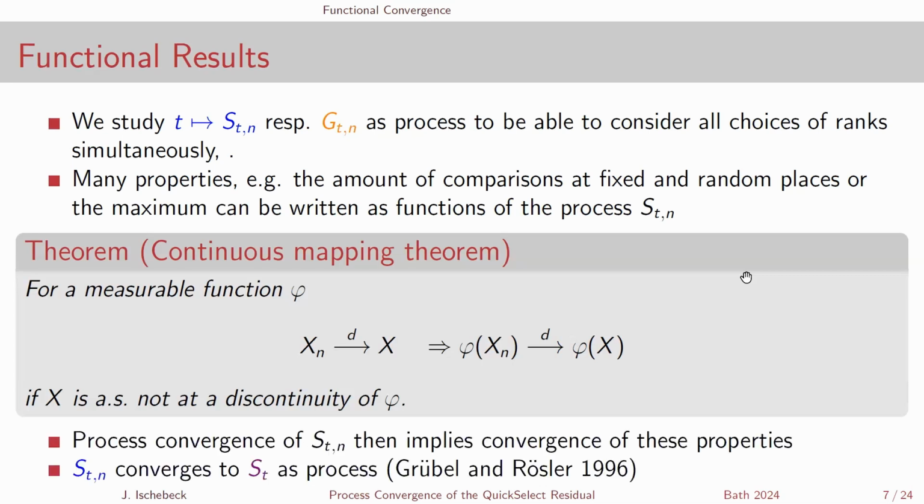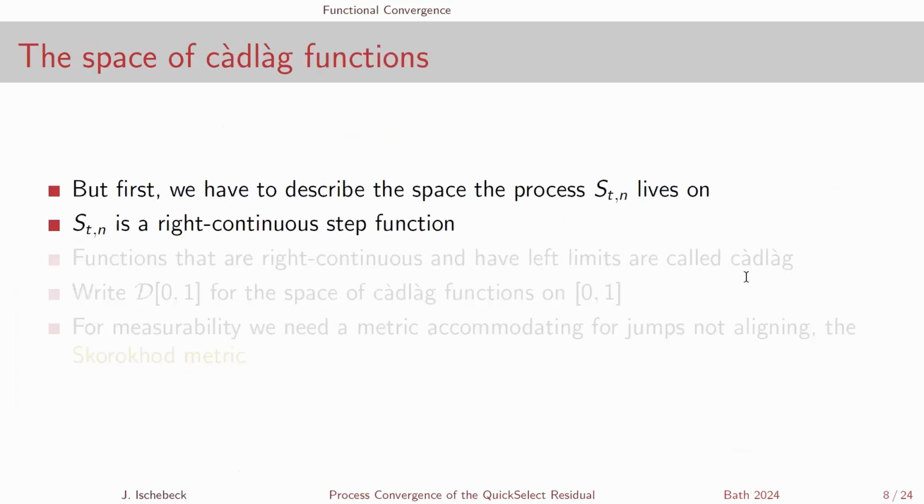So this means that if we have process convergence, we also have convergence at fixed and random points, or for the maximum. And I already said that S_T^N converges to S_T. This is also as a process. So for S_T^N, it's already known. The space D[0,1] that those processes live on is defined as follows.